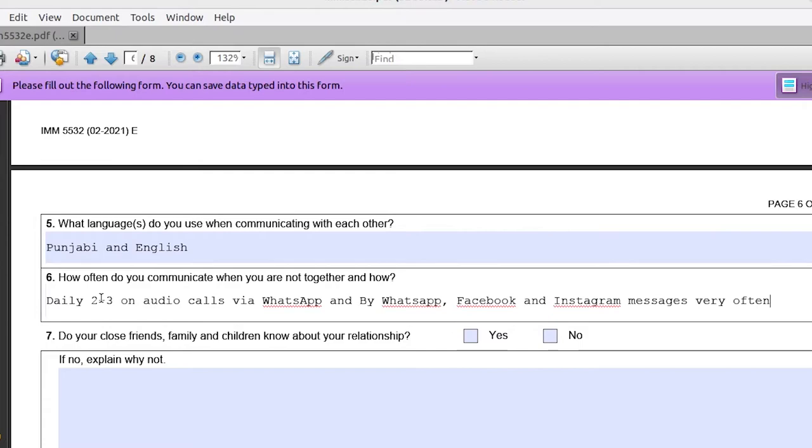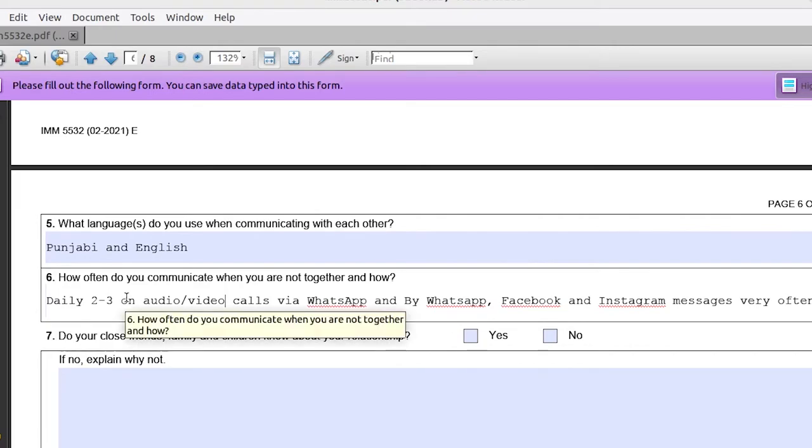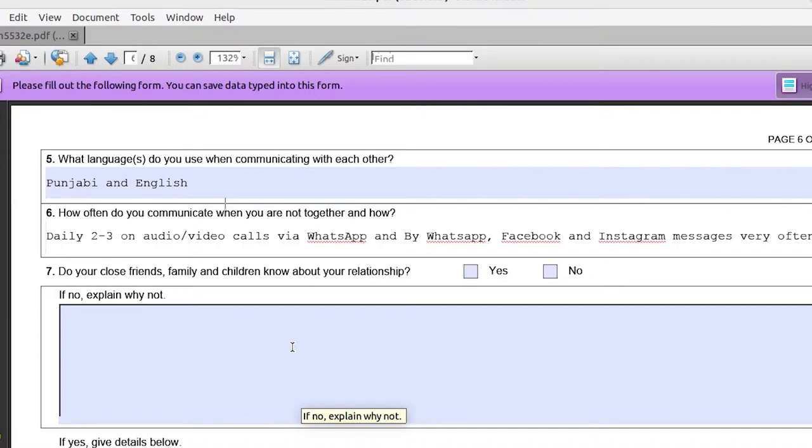Of course, when you are in a relationship and you are going to be married within a month or two, you communicate with each other on WhatsApp, Facebook, Instagram, text messages, WhatsApp audio or video calls. You can also add audio or video calls, and this is really important. If you write that we had some audio calls and video calls on WhatsApp, Facebook, Instagram, then you need to add screenshots of those calls with your application as well, because they are going to verify whether you had your calls or not. So make sure you write correct information here so that they can verify later.